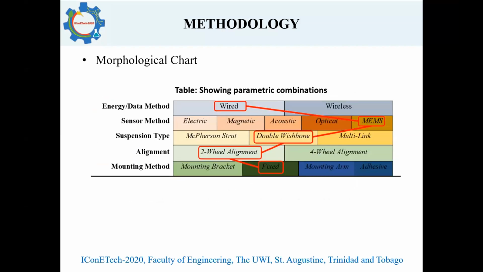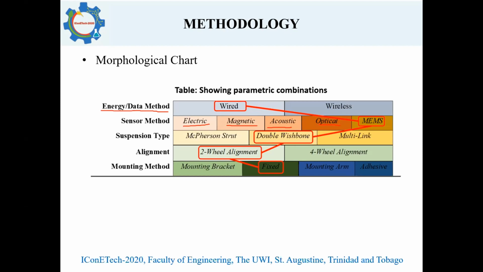Next, we take a look at our morph chart, which takes a look at all of the combinations and possibilities when making a final selection or multiple selections. So we started by taking a look at these parameters, the energy and data collection method. So there's a wired and a wireless option. The types of sensors: electric, magnetic sensors, acoustic sensors, optical, and in this case here, MEMS or micro electromechanical devices.